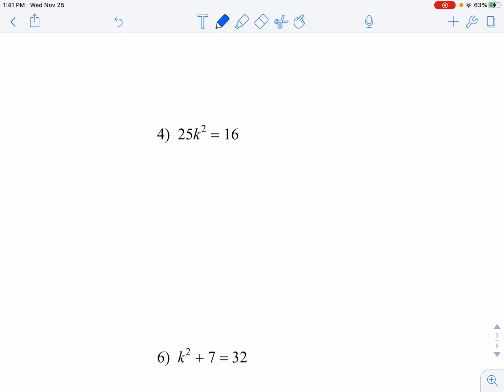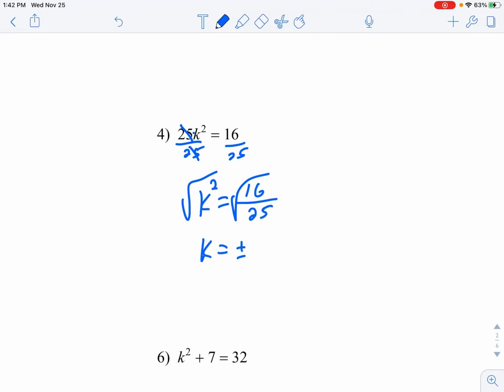All right, number 4. So if we want to solve for k, we have 25 times k squared. First thing we're going to do, divide both sides by 25. Now, 25 won't divide into 16. You could grab a calculator and get a decimal, but there's no need for that. Just leave it 16/25. You'll see why in a minute. Because the next step will be square root both sides. And then we'll get a plus minus, right? Anytime you square root, you get a plus minus.